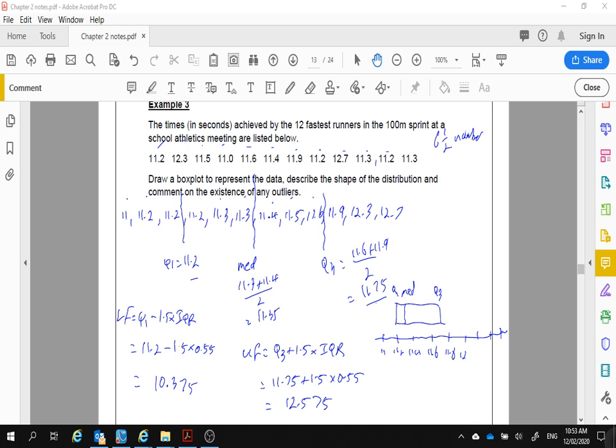Okay, 10.375 is out here, and 11.1 is my smallest, so that's fine, that's my minimum. 12.575, 12.2, 12.4, 12.6, 12.575 is over here. That should be a dotted line, the upper fence. So 12.7 is out here. That's my max, so that is an outlier. So the next one I've got to go to is 12.3, which is right there. That's the 12.3.